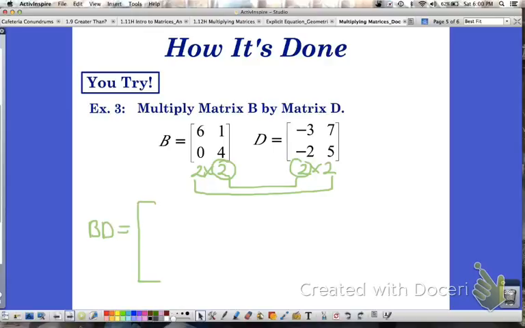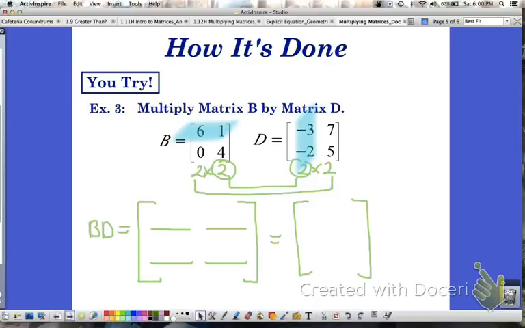When you press play, hopefully you've set up a 2x2 for your answer. And remember, my first matrix is me showing my work. I'm all about showing my work. Here we go. 6 and 1 times -3 and -2. Take your time. 6 times -3 is -18, plus 1 times -2, -2. This first element is a -20.